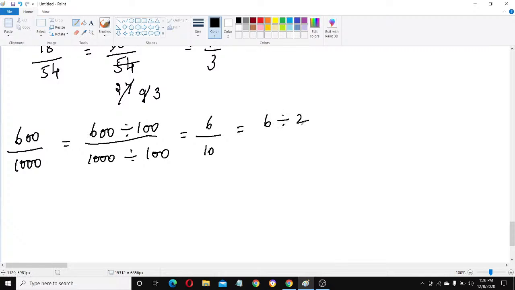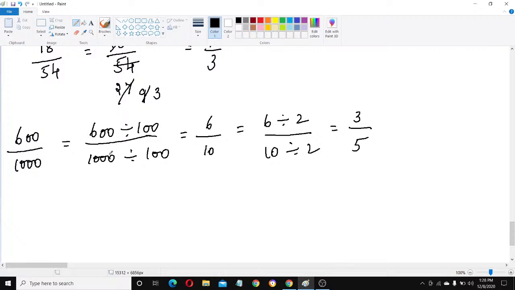6 divided by 2 by 10 divided by 2. 6 divided by 2. How many times does 2 go in 6? 3 times. 2 3s are 6. How many times does 2 go in 10? 5. So after dividing by 2, you have to divide by the same number in the denominator. 3 by 5. Is there any common factor between numerator 3 and denominator 5? No common factor. So it is the simplest form or lowest form of 600 by 1000.